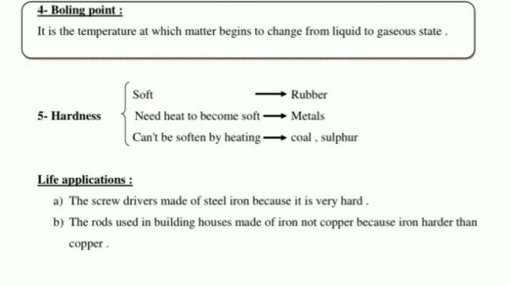The fifth property is hardness. There are soft substances at ordinary temperature such as rubber, and some substances need heat to be softened such as metals. Some of them can't be softened. If heated, they will burn, such as coal and wood. Give reason: the screwdriver is made of steel or iron because it is very hard.